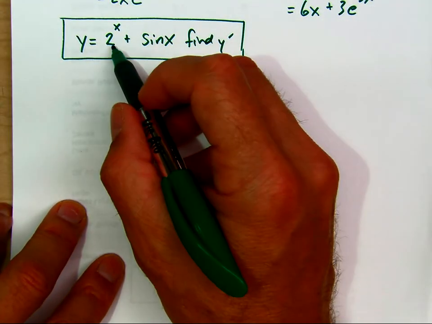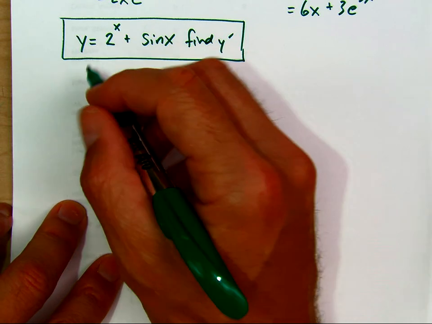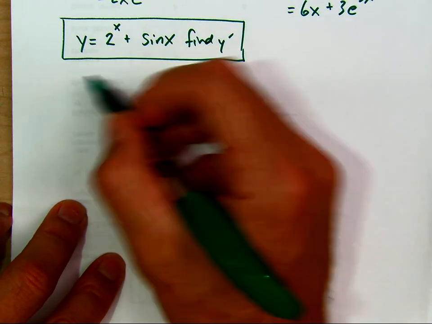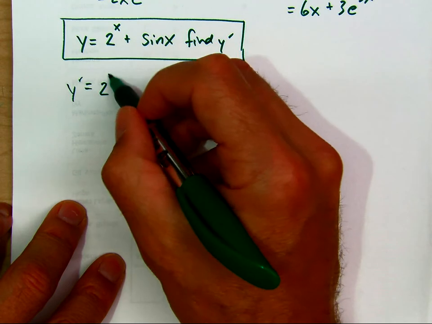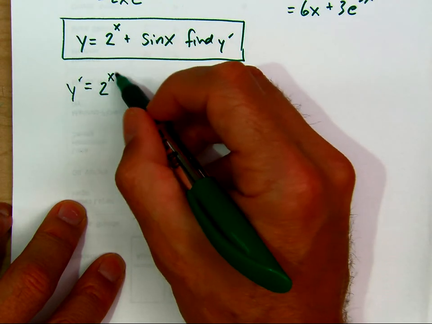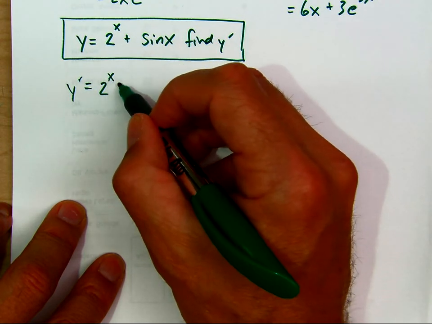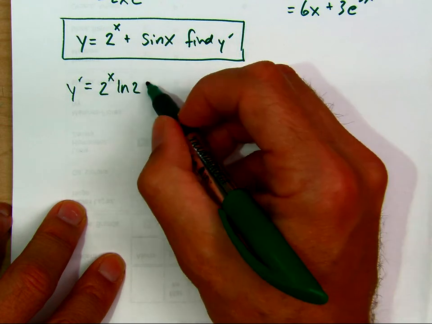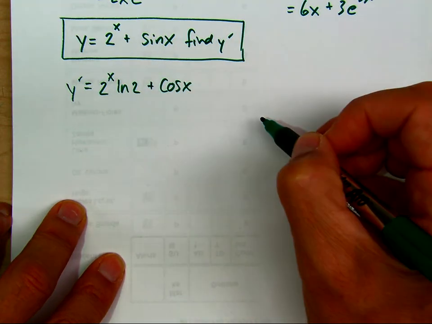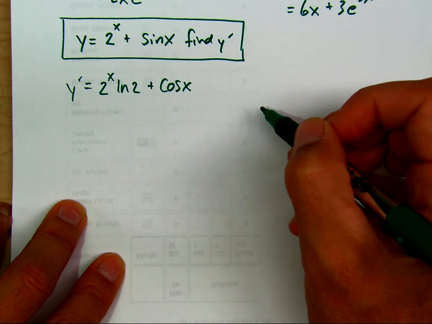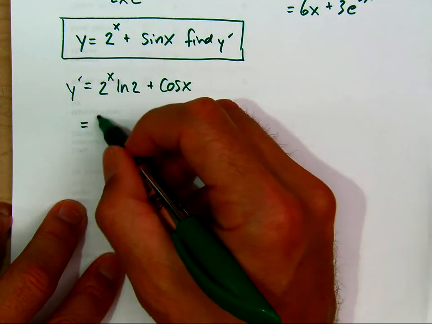Alright, so now we have a base of 2. But our rule works, we just follow the same rule. If we have an exponential, copy it. Is there a chain rule? No, we don't have to worry about a chain rule, so then we do ln of 2. Here the derivative of sine is cosine, and we could leave it like that, or put the constant in front.